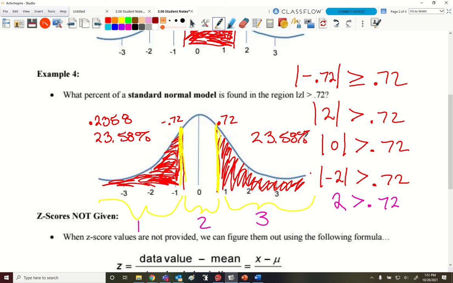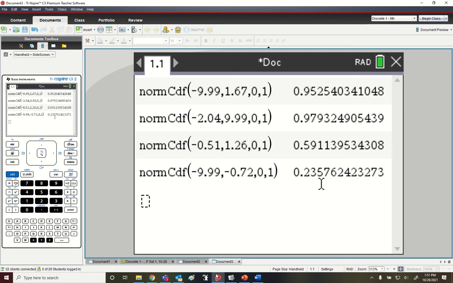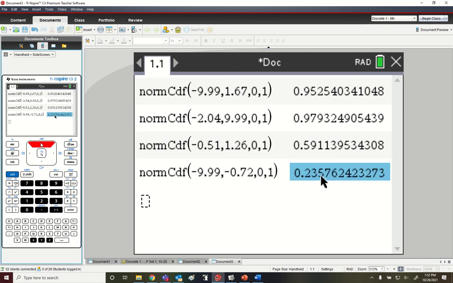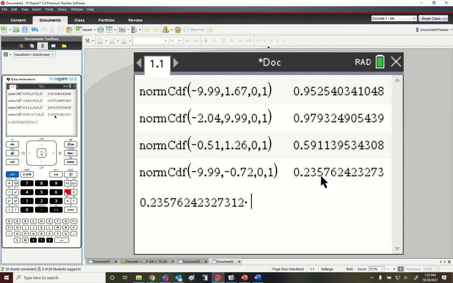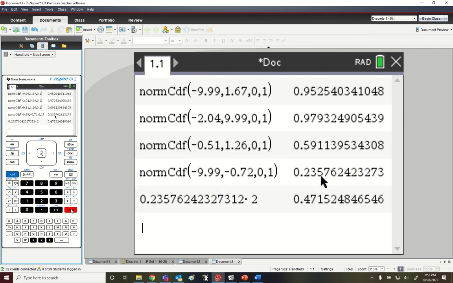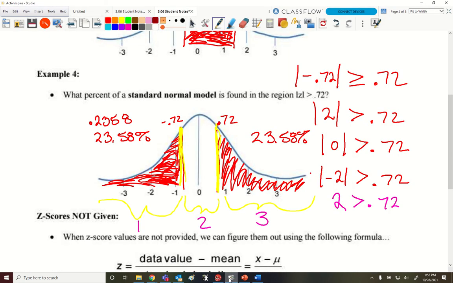So together, you could either add them together or just have your calculator do it. Watch this, your calculator is super smart. Arrow up, it's highlighted, hit enter, and then times 2. So I get 0.4715, which is going to give me 47.15%.